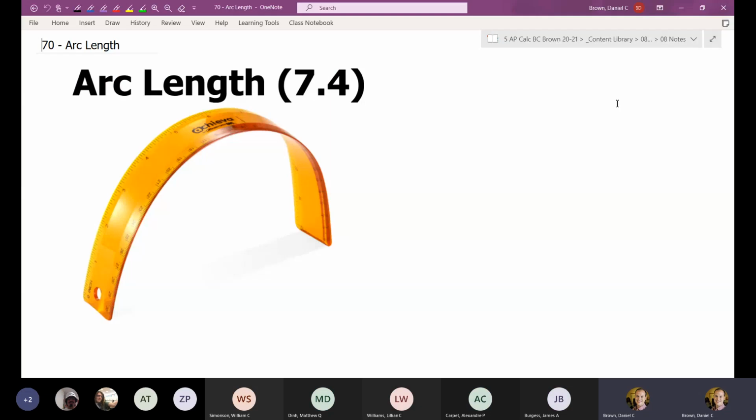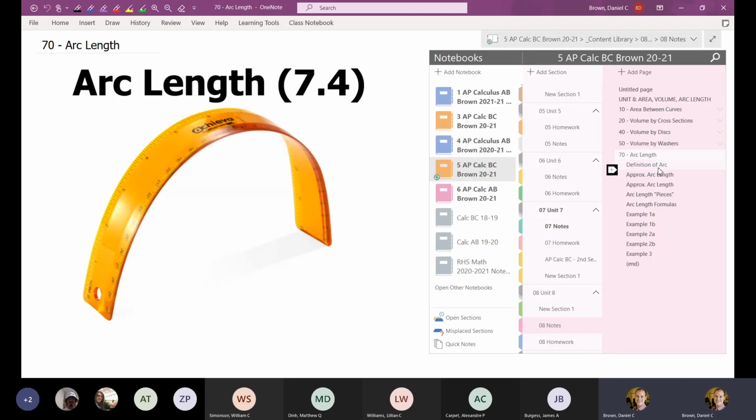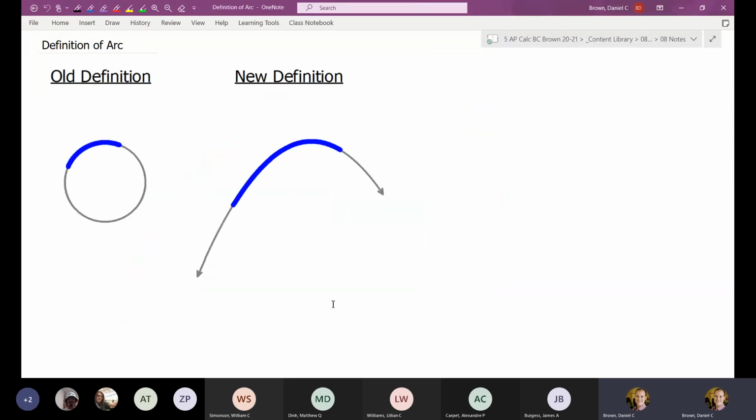So when I say we are finding arc length, to be clear, I did want to define that for us. When you first learned that phrase, or really that word, arc length was defined as basically a part of a circle.